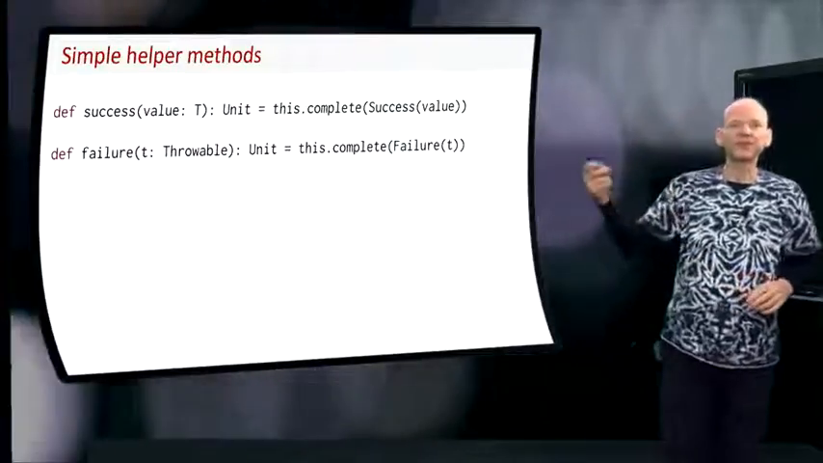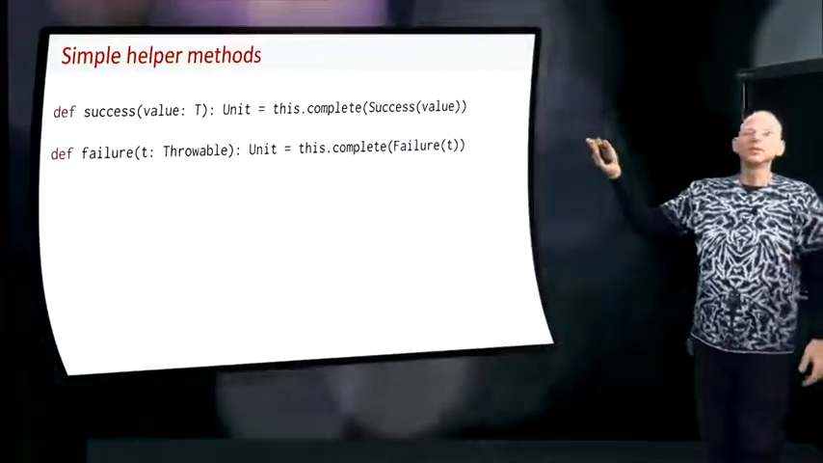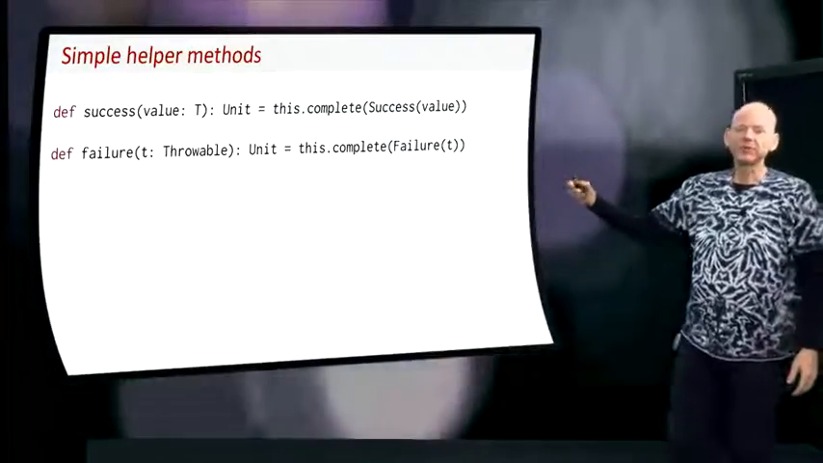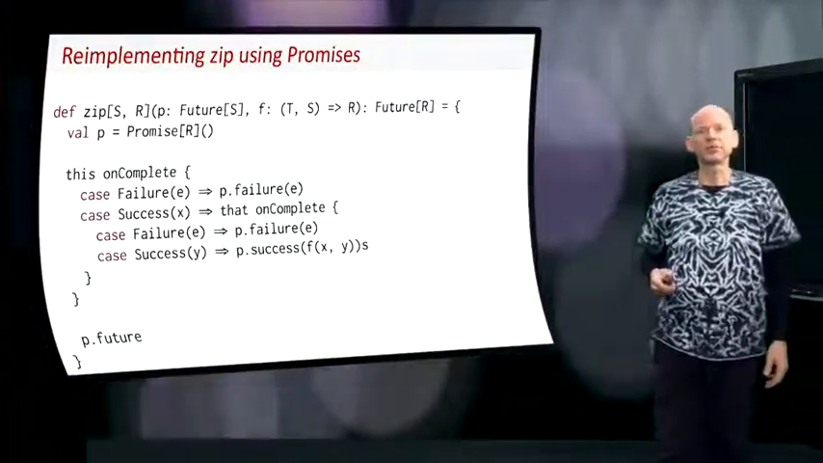Okay, and of course there are simple helper functions. Instead of creating a Try explicitly, you can complete it with success of a value, or you can complete it with a failure. So these are simple helper functions.